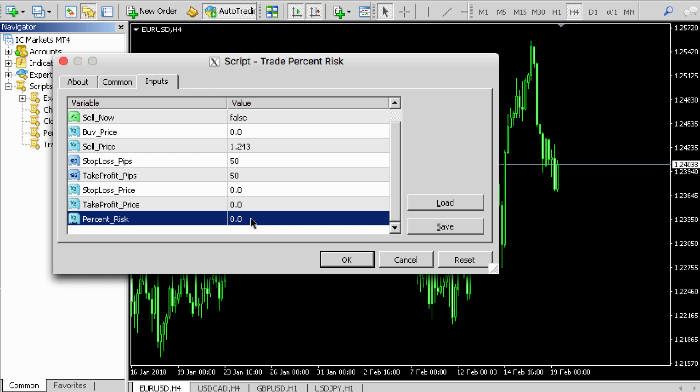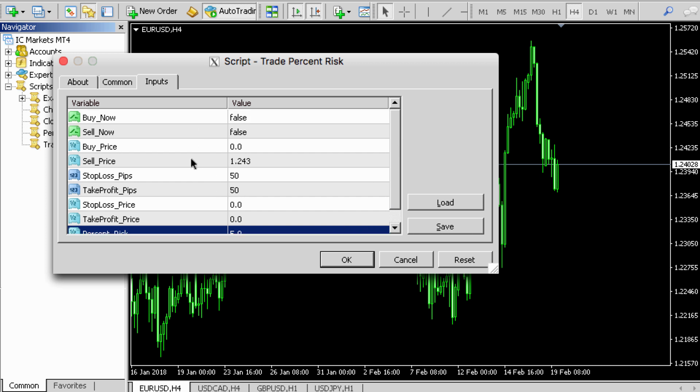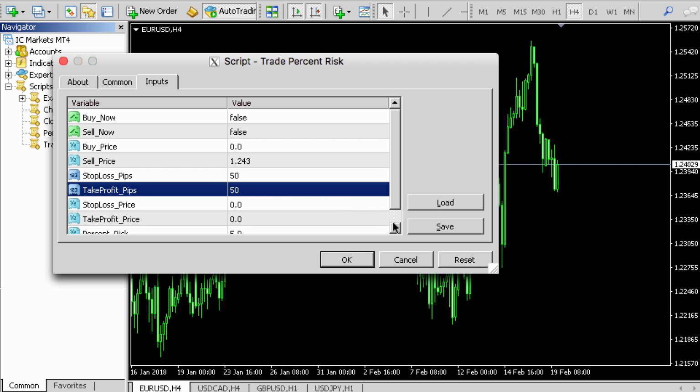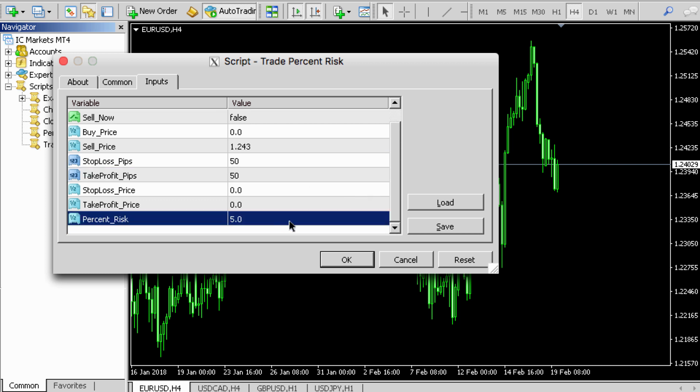Lastly, you need to decide how much of your account in percentage terms you wish to risk on this trade. Let's say I wish to risk 5%. This is larger than usual. It's not recommended, but for the sake of giving you an example, I'm going to set my risk for this trade at 5% of my account balance. To recap, I wish to place a pending sell order at 1.2430 with a 50 pip stop loss and a 50 pip take profit level and risk 5% of my account balance on this trade.